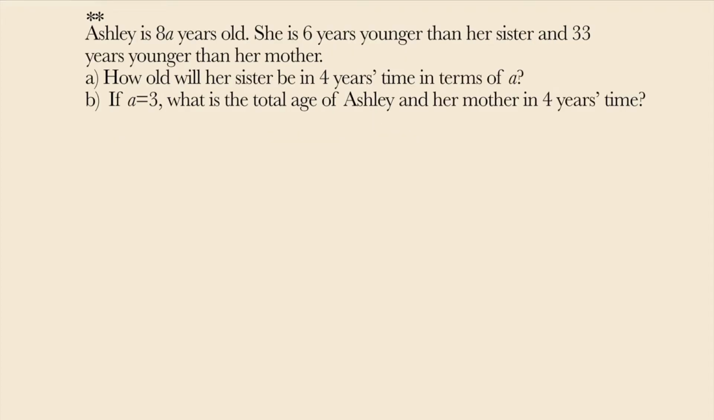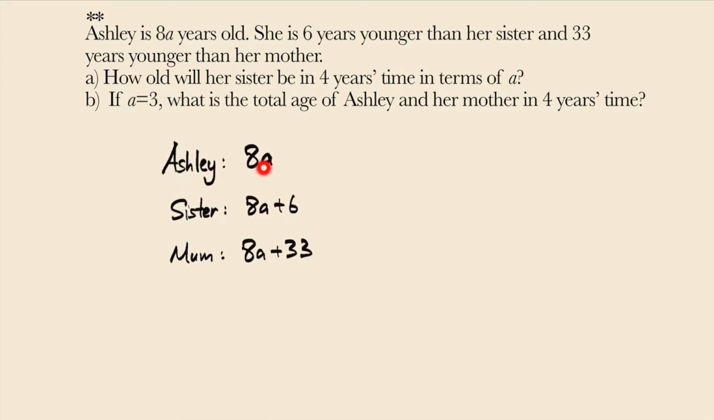Ashley is 8A years old. She is 6 years younger than her sister, which means her sister is 6 years older. Okay, I like to make everything clear. 8A for Ashley, sister is 8A plus 6 years older. Now, you see this and right here? Who is 33 years younger than the mother? It's not the sister, it's Ashley herself. See, who's this she referring to? Ashley, right? So Ashley, 6 years younger than sister, and Ashley, 33 years younger than her mother. So whatever Ashley is, mother is 33 years older. So if Ashley is younger, mom is older.